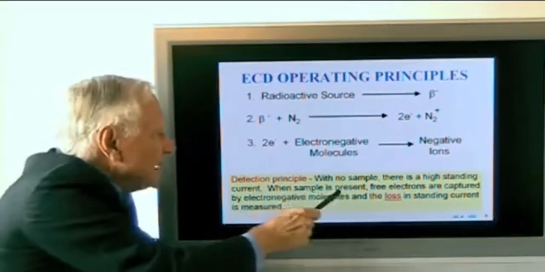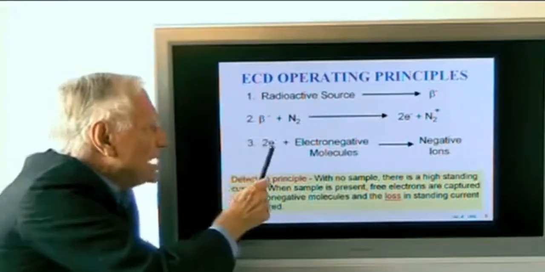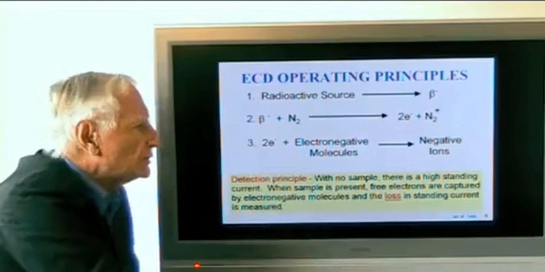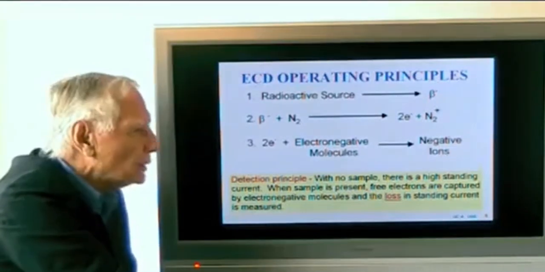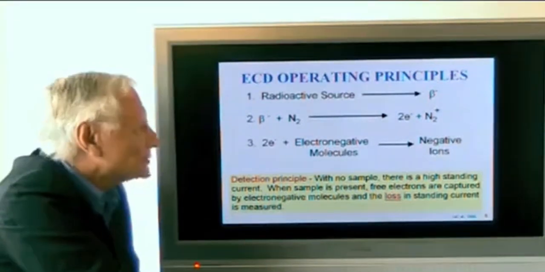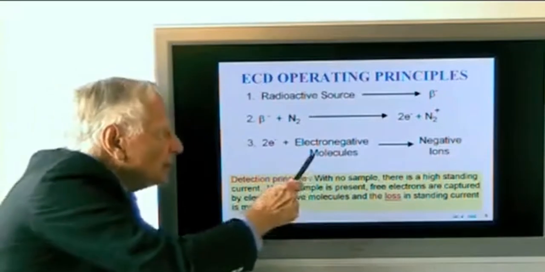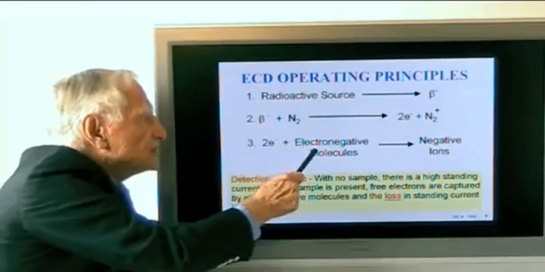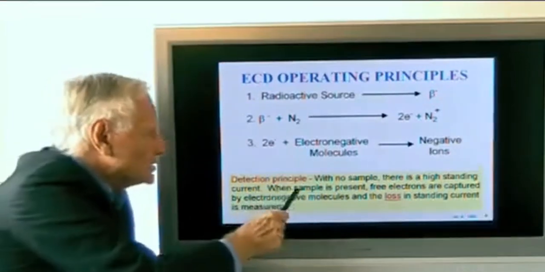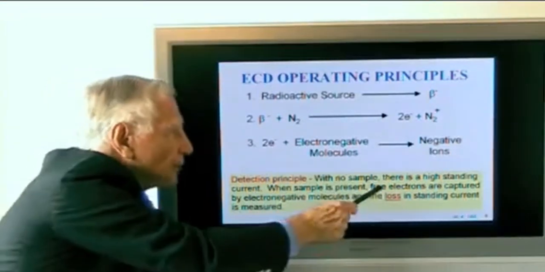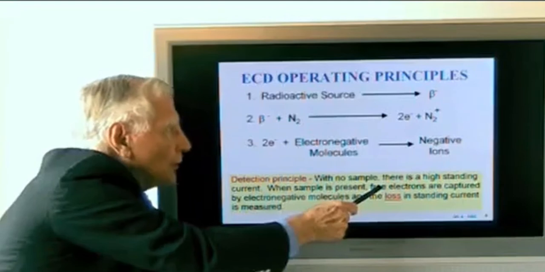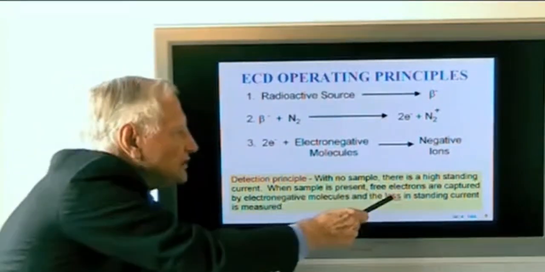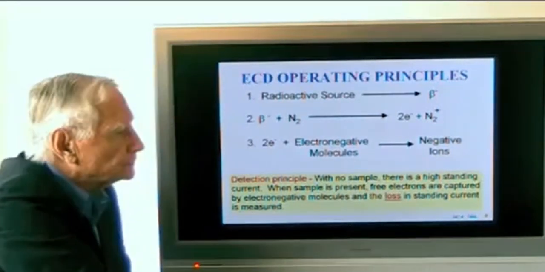However, when sample is present, when those samples contain electronegative molecules, molecules containing fluorine, chlorine, bromine, or polynuclear aromatics or nitro groups, these electronegative molecules capture these electrons, decreasing the signal. Thus, when sample is present, the free electrons are captured. Rather than going to the electrode system, they're captured, and therefore there's a loss in standing current, which is measured.